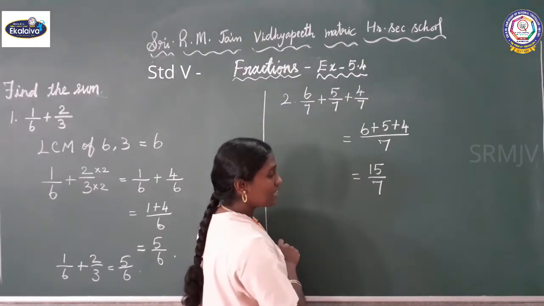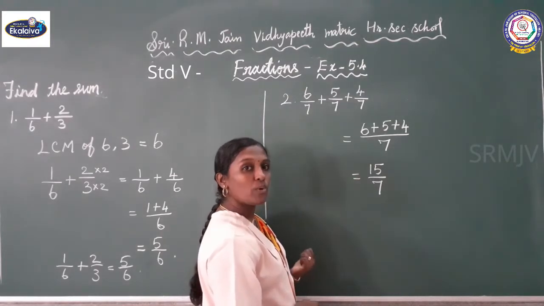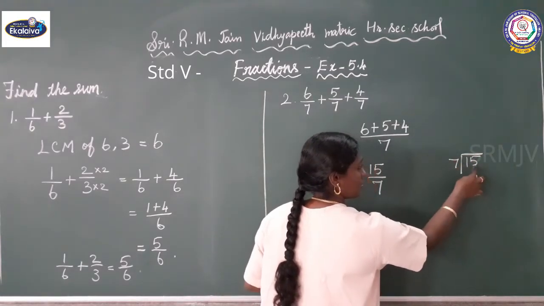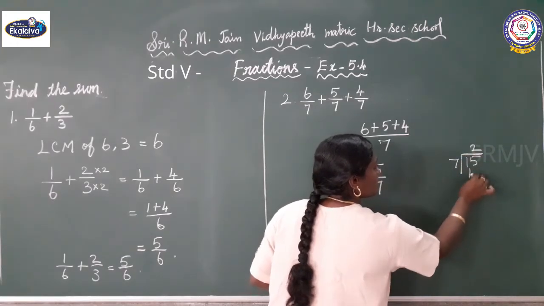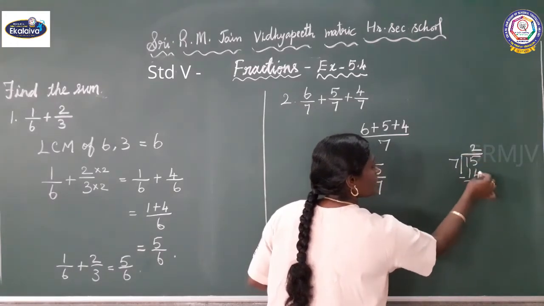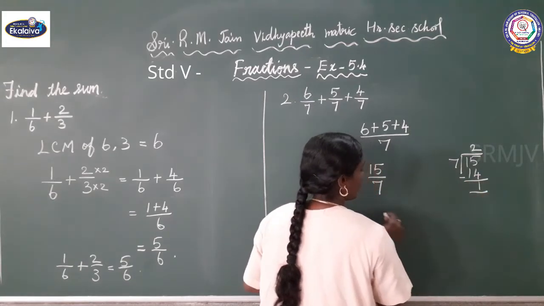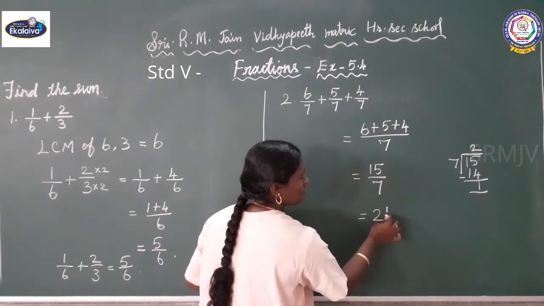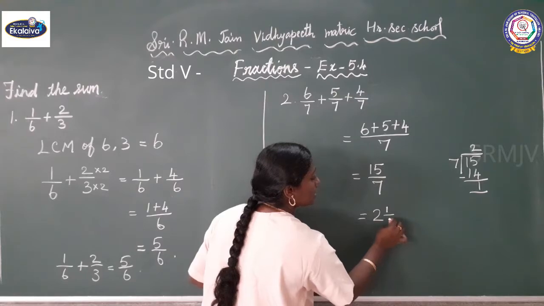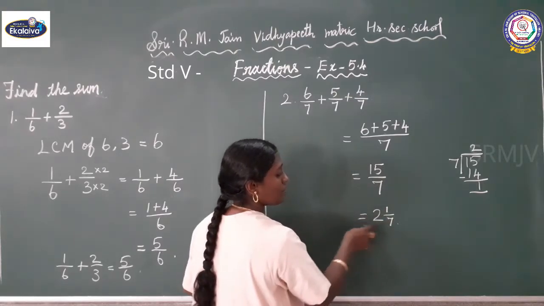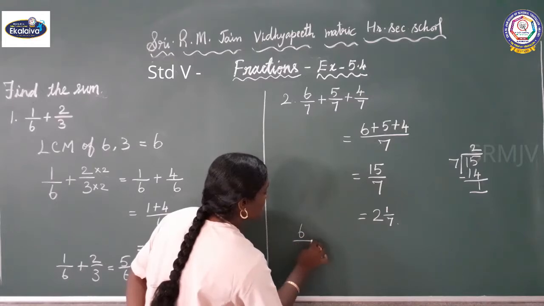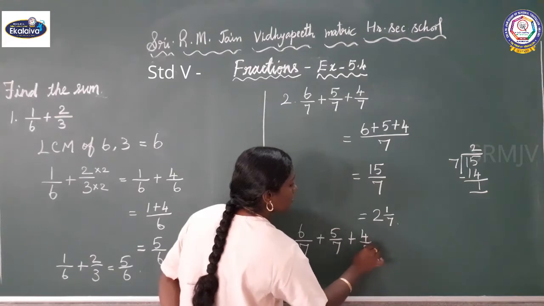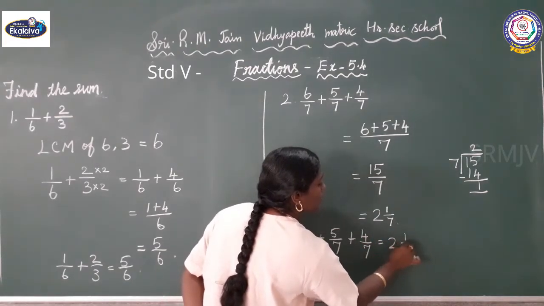Numerator is greater than the denominator. So we have to convert it into mixed number. For that we have to divide the numerator by the denominator. In 15, 2 times 7, that is 14. Now we have to subtract 15 minus 14, 1. Now we have to write quotient as a whole number, remainder by divisor. So 2 1 by 7 is the answer. So 6 by 7 plus 5 by 7 plus 4 by 7 is equal to 2 1 by 7.